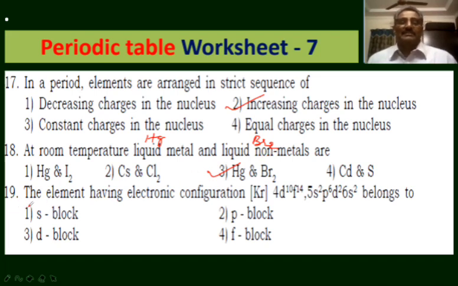Next, 19th question. The element having the electronic configuration [Kr] 4d10 4f14 5s2 5p6 5d2 6s2 belongs to dash block. What is Kr? Krypton, atomic number 36. So Kr means 36 electrons are filled. Krypton belongs to the fourth period. The next electron goes to 5s, 5s2.